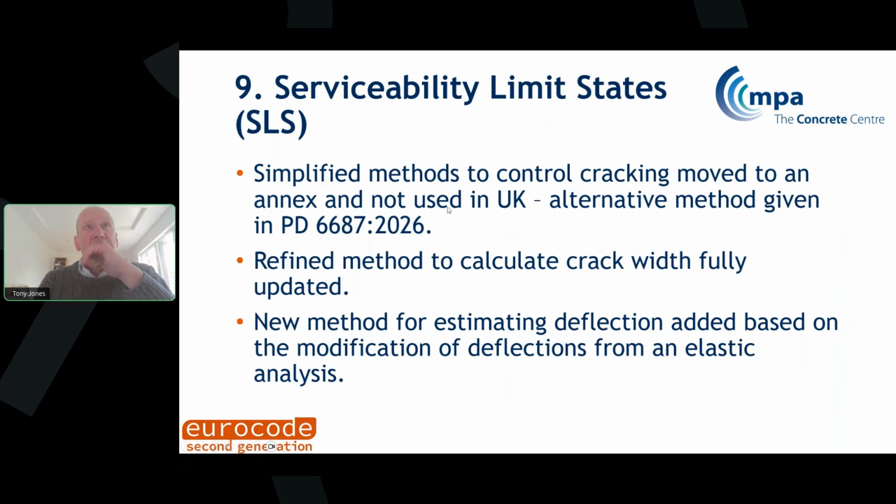Into serviceability limit state, there is a simplified method to control cracking. We found it very conservative, so we've provided an alternative method in PD 6687. The refined method to calculate crack width has been fully updated, and we should find more efficient designs, particularly in cases governed by tension. So that will knock on into things like restraint cracking. There'll be quite a benefit there.